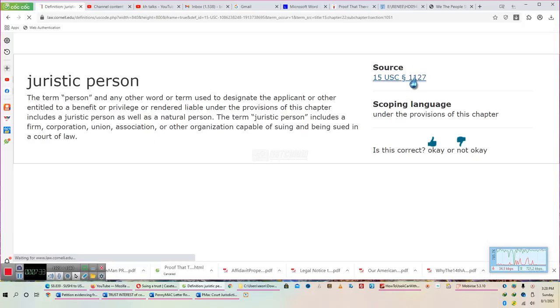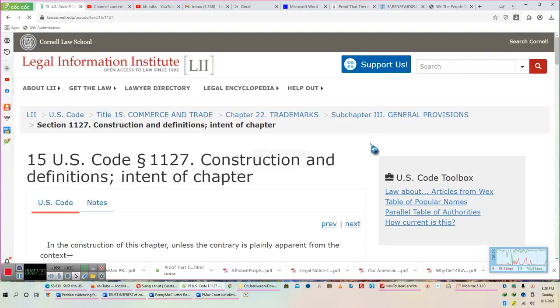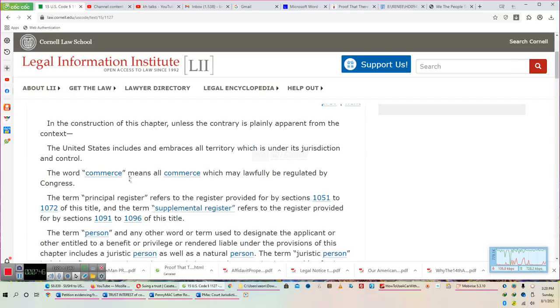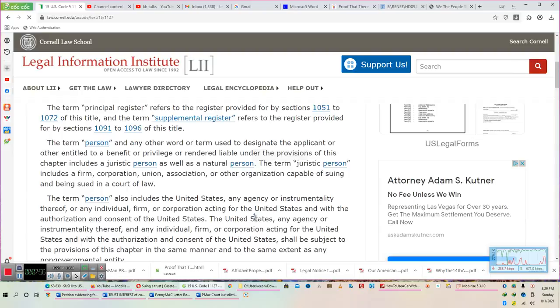Let's go to section, because I believe this will be definitions. And there you go, construction and definition. Now, again, the word commerce. This is letting you know what's going on. The term person or any other word used to designate, so it describes what a person is. That's why you have to tell them that you're not a term of law nor a term of art. You are a person, a natural person. See, you don't want to use this term because they created their own definition for the term. So, natural person is a term that they understand.